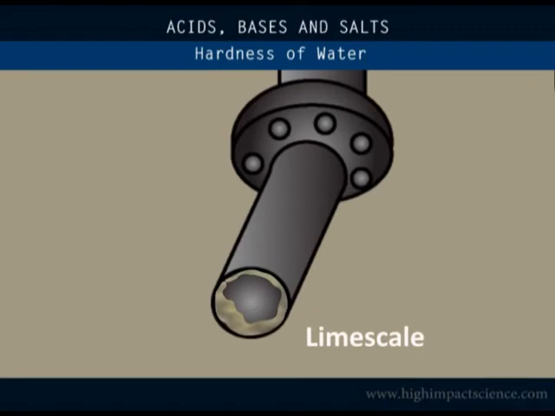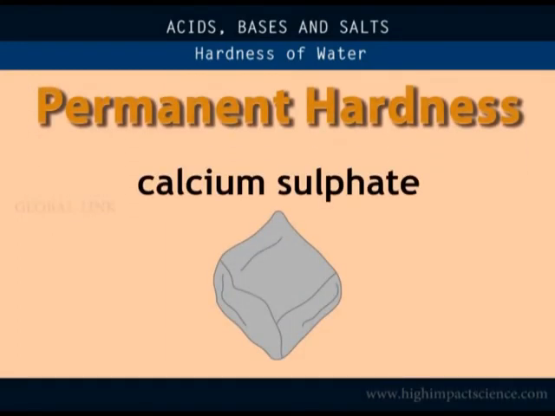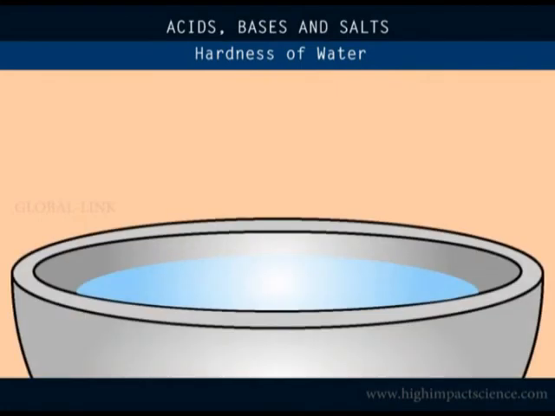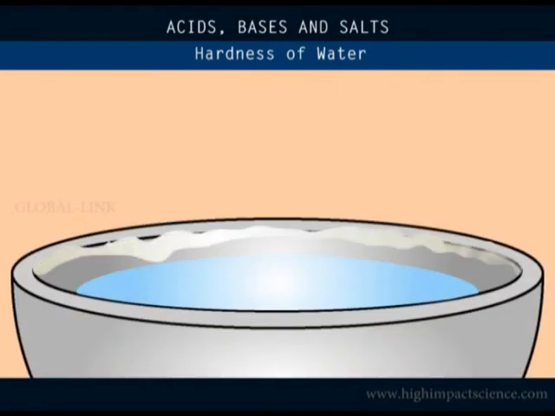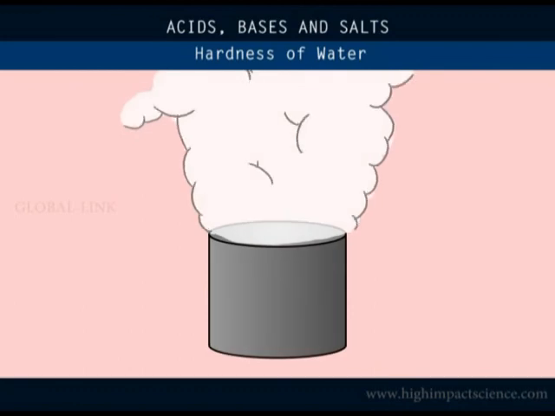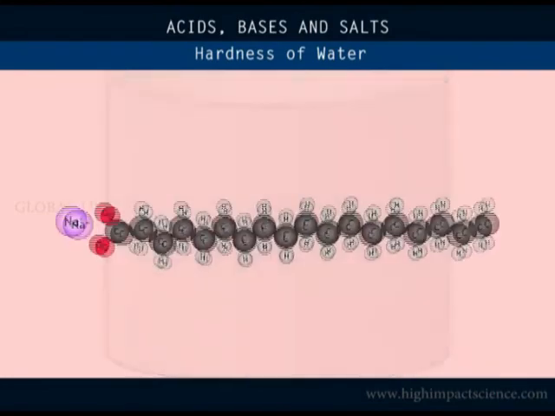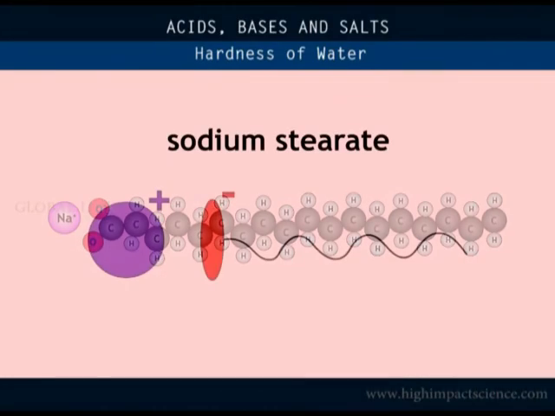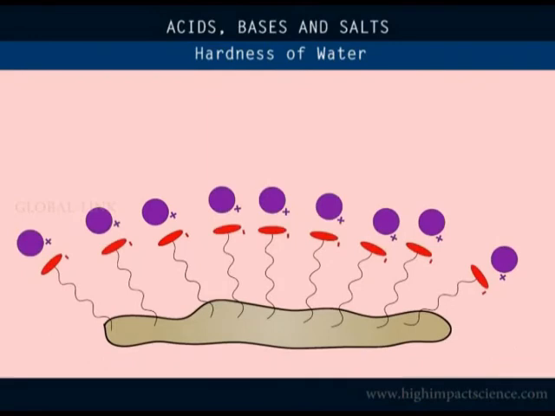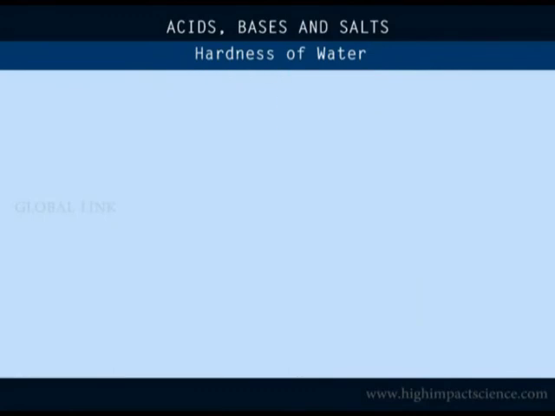Another form of hardness is called permanent hardness, which comes from rocks containing gypsum, which is calcium sulfate. In this case, you do not get limescale, but you get a scum. So, what is this scum? Soap is made by boiling natural fats and oils with sodium hydroxide. The soap molecules, for example sodium stearate, have a long tail which is attracted to the oil or dirt, and a sodium ion head which is attracted to water. In this way, dirt is lifted off your hands and clothes and is carried away by the water.